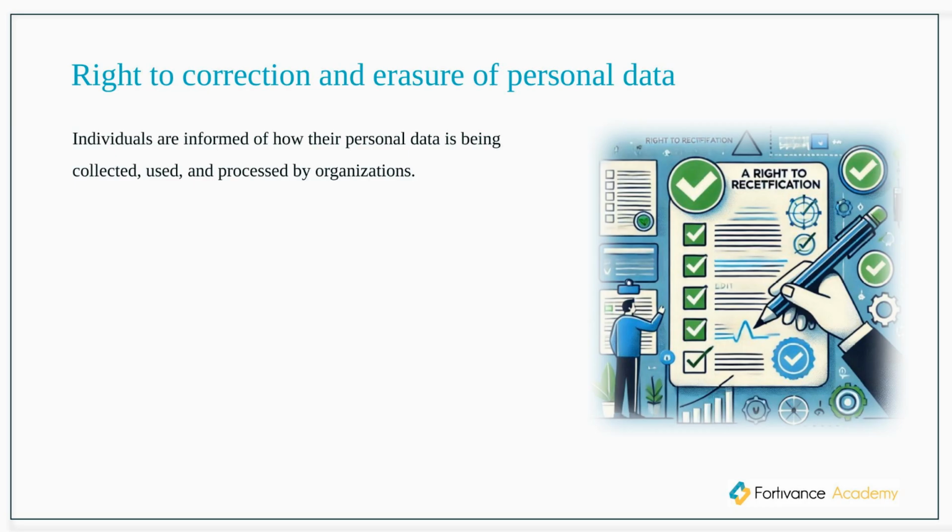2. Right to completion. Sometimes, personal data may be incomplete. If you find that certain necessary details are missing, like your phone number on a profile, you can request that these gaps be filled in.